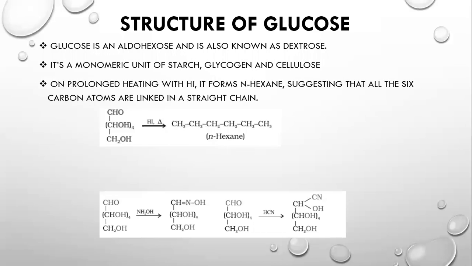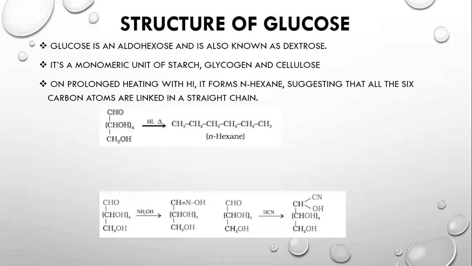Then, this is the first method: what are the possibilities of having the six carbons in a chain? That will give you an idea about this equation. Now, on prolonged heating with HI, meaning hydrogen iodide, when we heat glucose with hydrogen iodide, we get n-hexane.